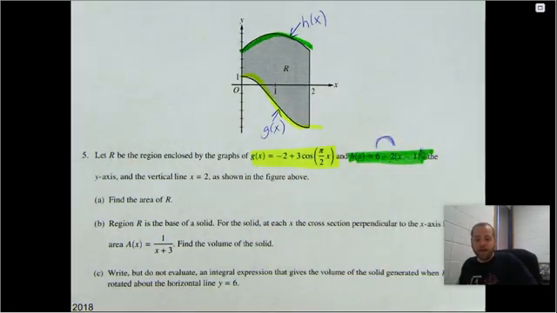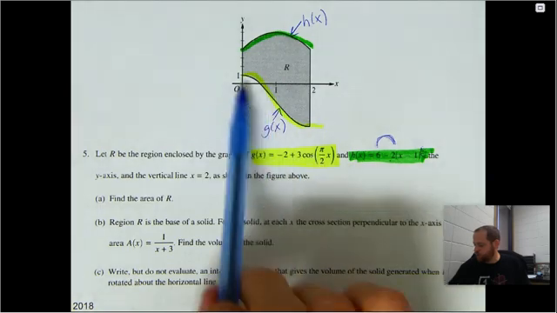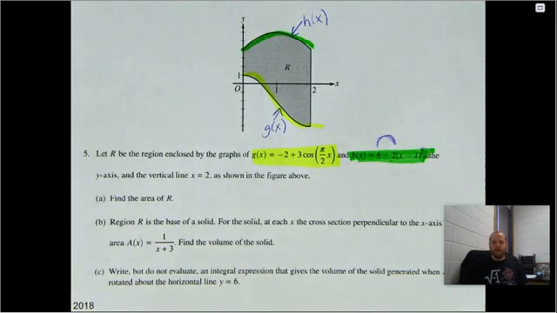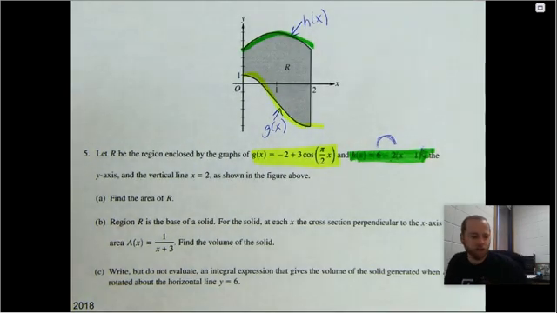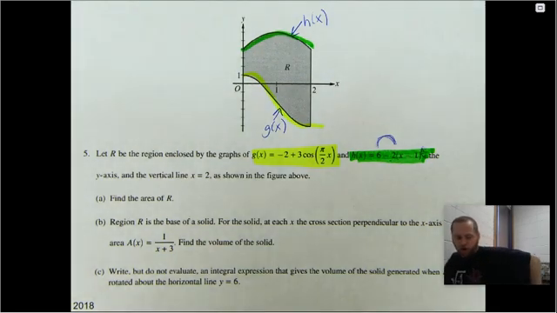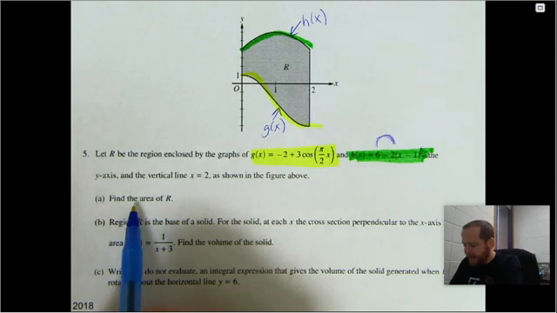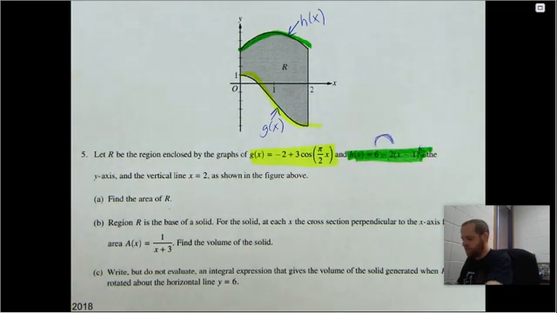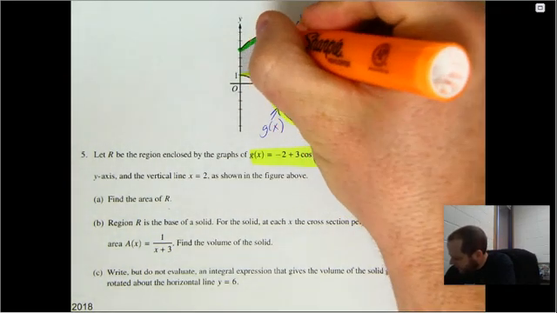You may have figured that one out by knowing that cosine will start at 1. That's another way. But they're asking for a little bit of algebra there. And so now we get into part A. Find the area of R. So let's take one of these lines.